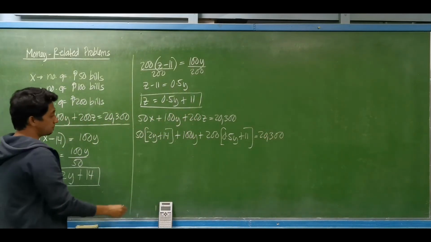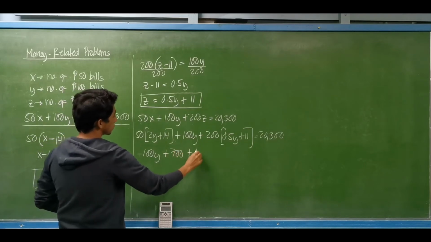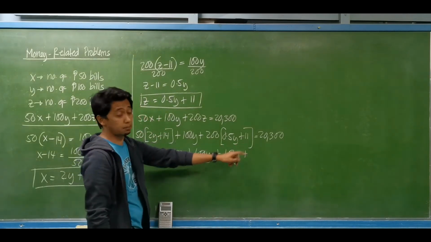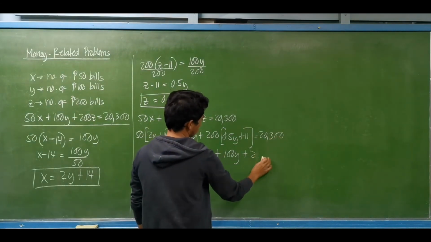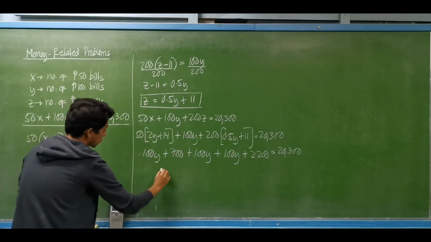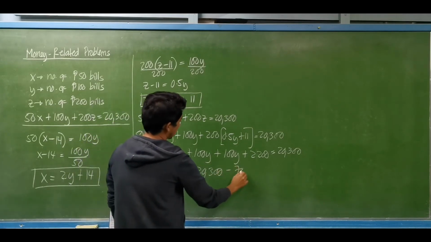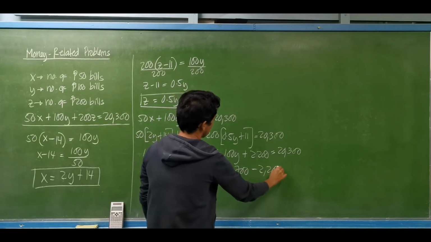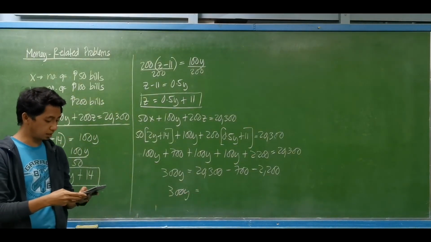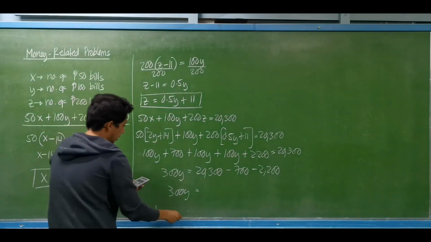And this is now equal to 20,300. So we simplify. This is 50 times 2 is 100y, plus 50 times 14 is 700, plus 100y, plus 200 times 0.5 is 100 of y, plus 200 multiplied by 11 is 2,200, equal to 20,300. Okay, so we combine similar terms. This is now 300 of y equal to 20,300 minus 700 minus 2,200. So let's determine the value of 20,300 minus 700 minus 2,200.